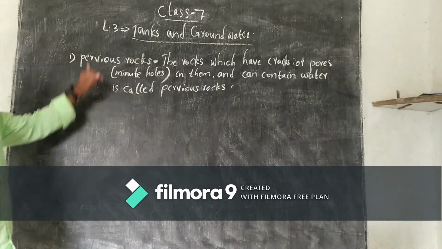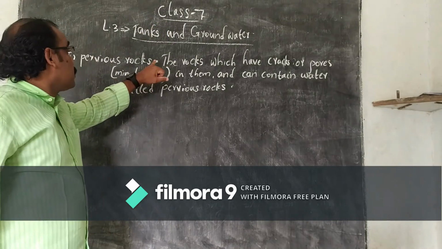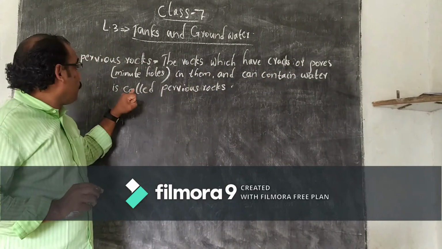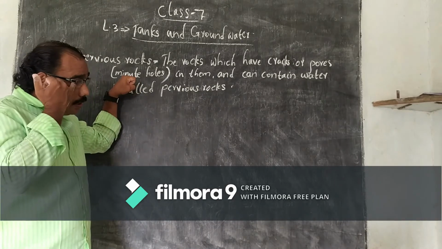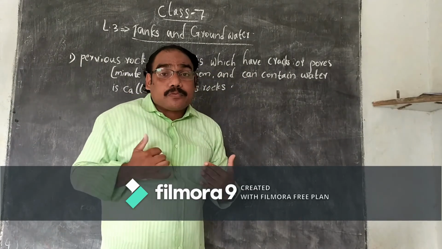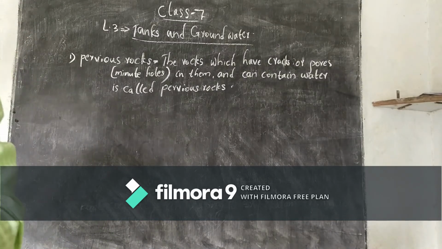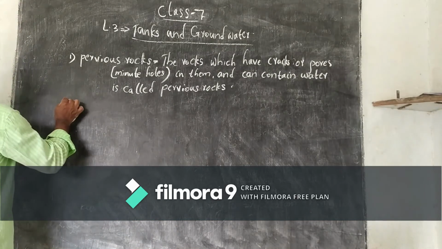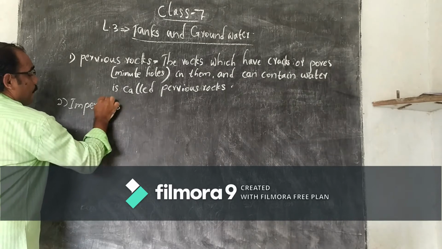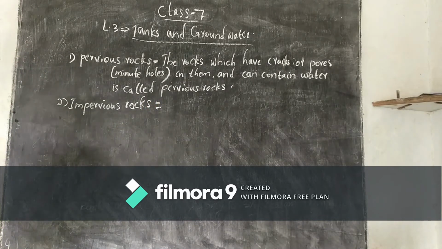Once again, what is the meaning of pervious rocks? Rocks are big stones. The rocks which have cracks, breaks, and also pores, meaning small holes, and that rock can contain water, that means it can absorb or store water. Such rocks are known as pervious rocks. Coming to impervious rocks, it is just the opposite. Already we discussed pervious rocks.